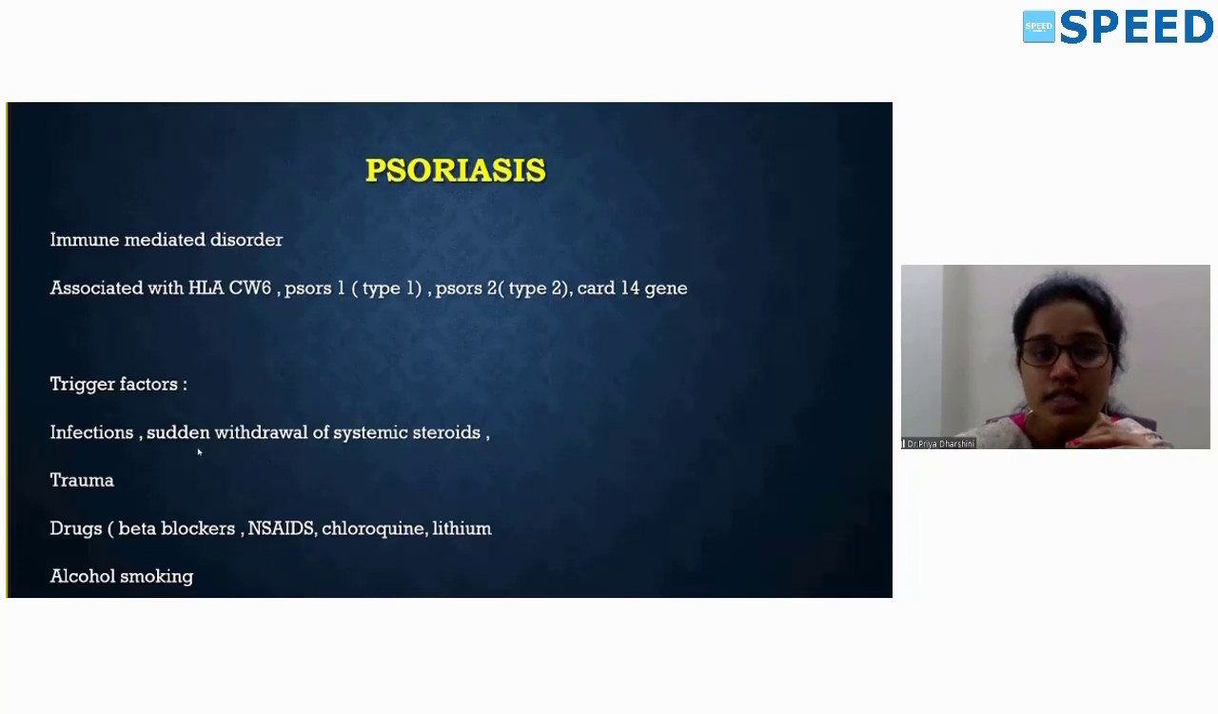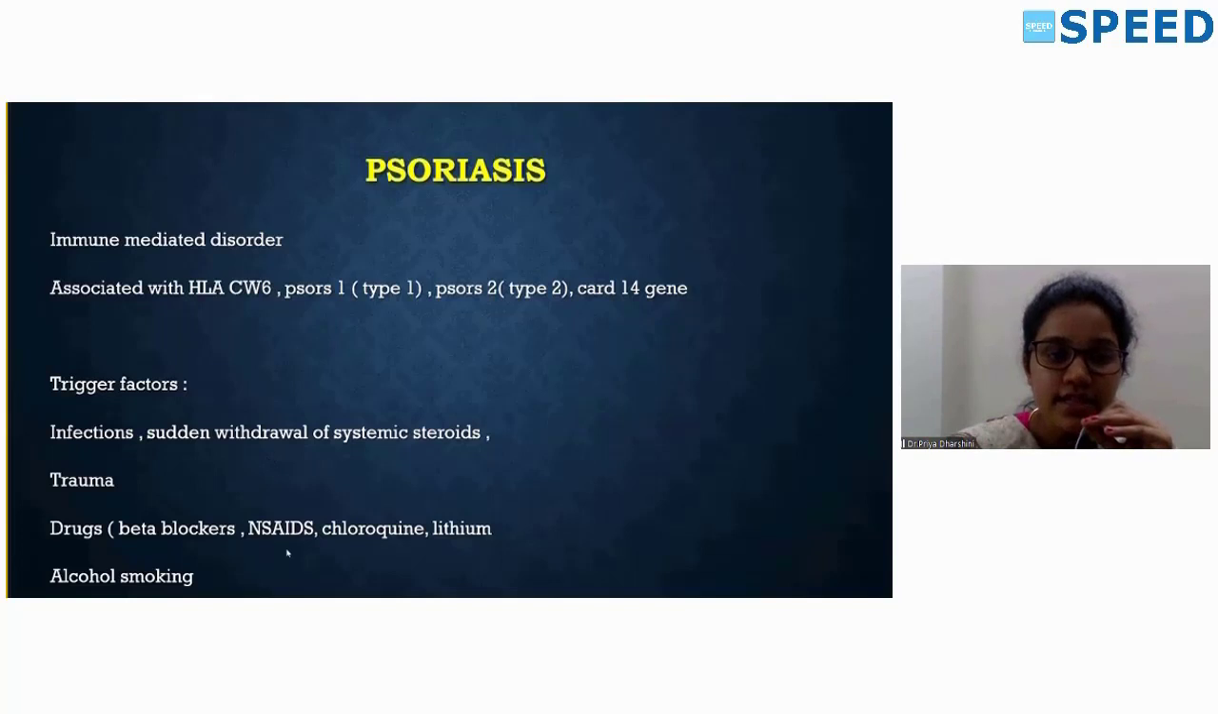If we give systemic steroids to a psoriasis patient and suddenly withdraw it, the withdrawal reaction will lead to a flare-up of psoriasis. Trauma can also be a trigger factor for psoriasis. Cutaneous trauma, anywhere we induce trauma over the skin, will cause a psoriatic lesion over that place. That is called Koebner's phenomenon, which classically occurs in psoriasis.